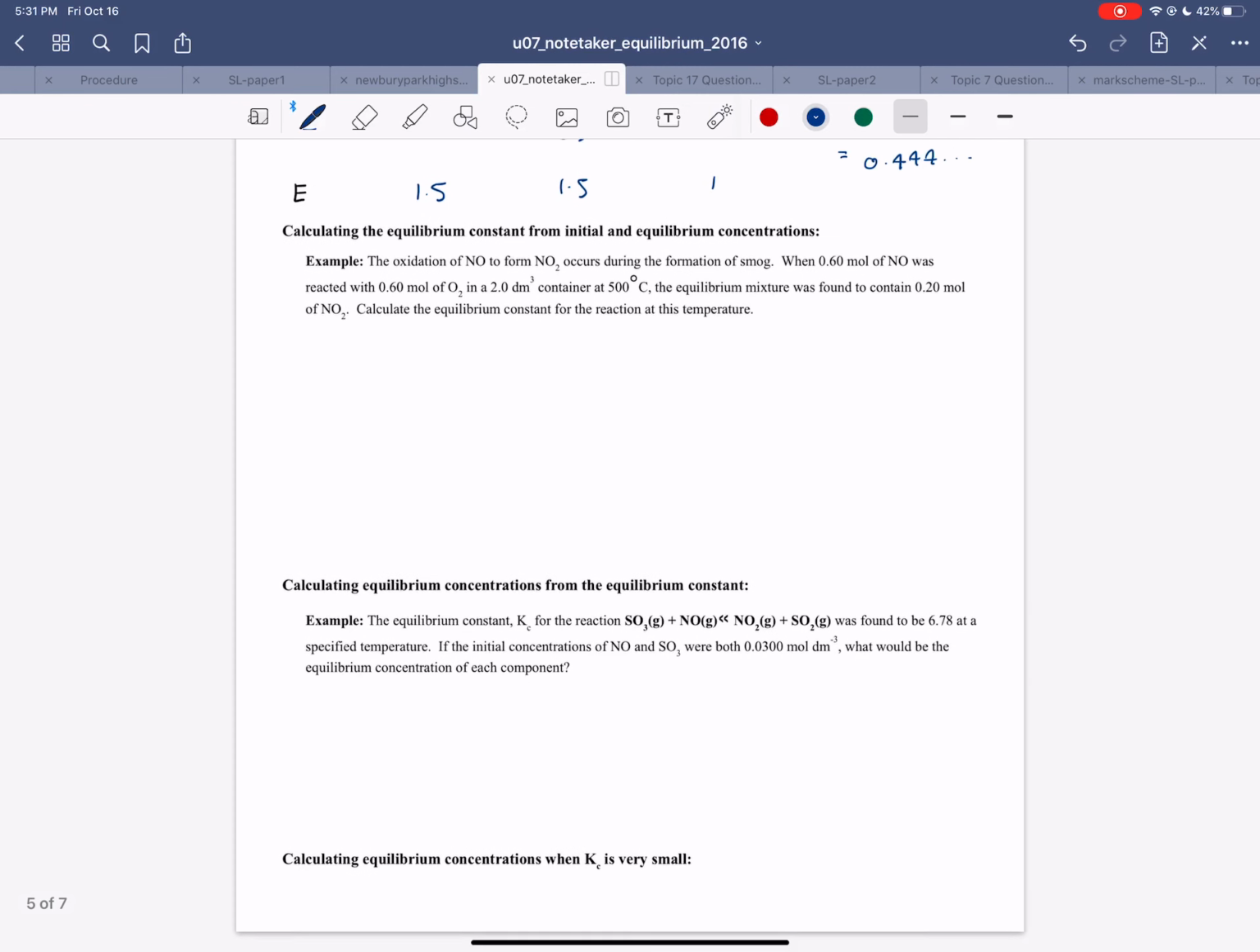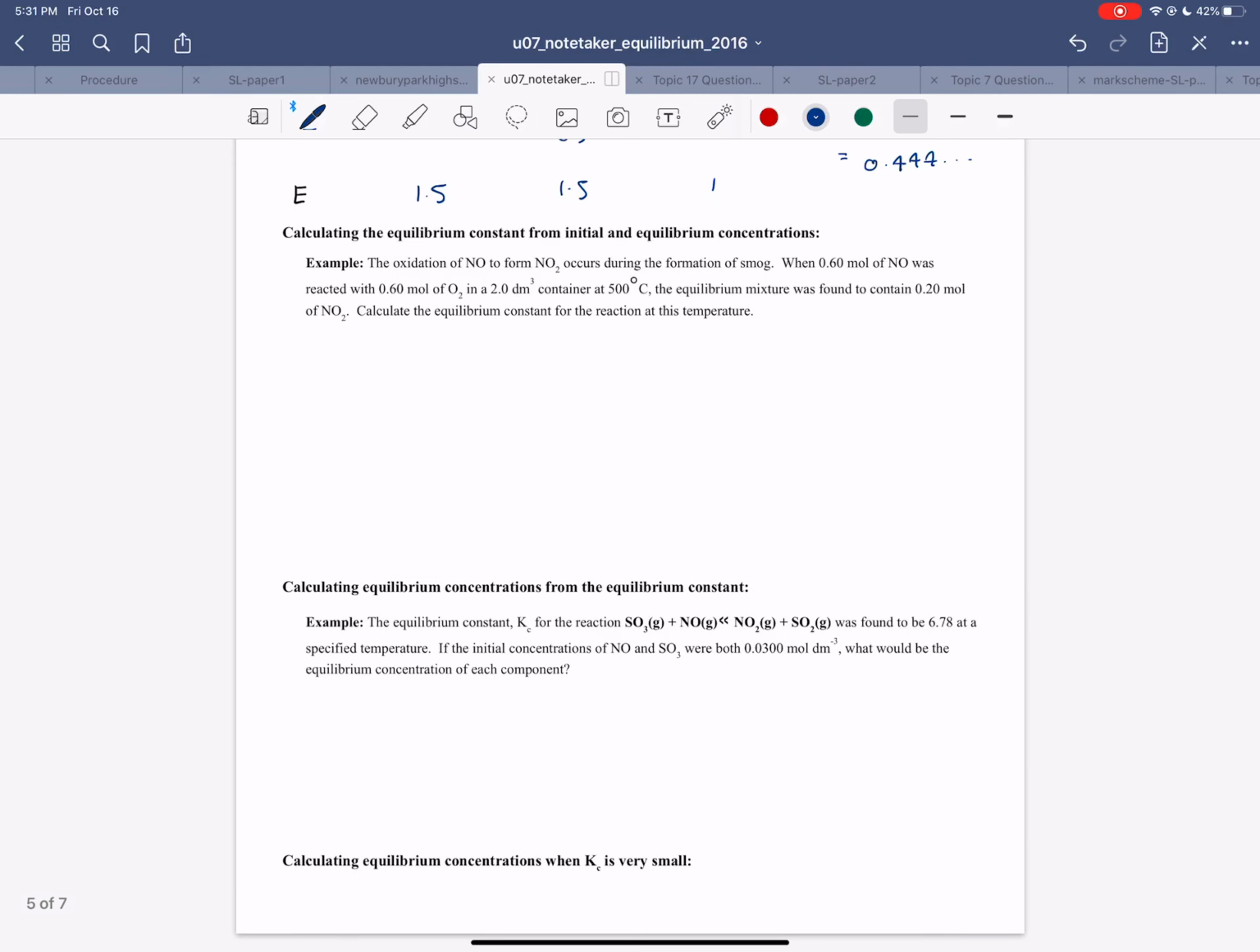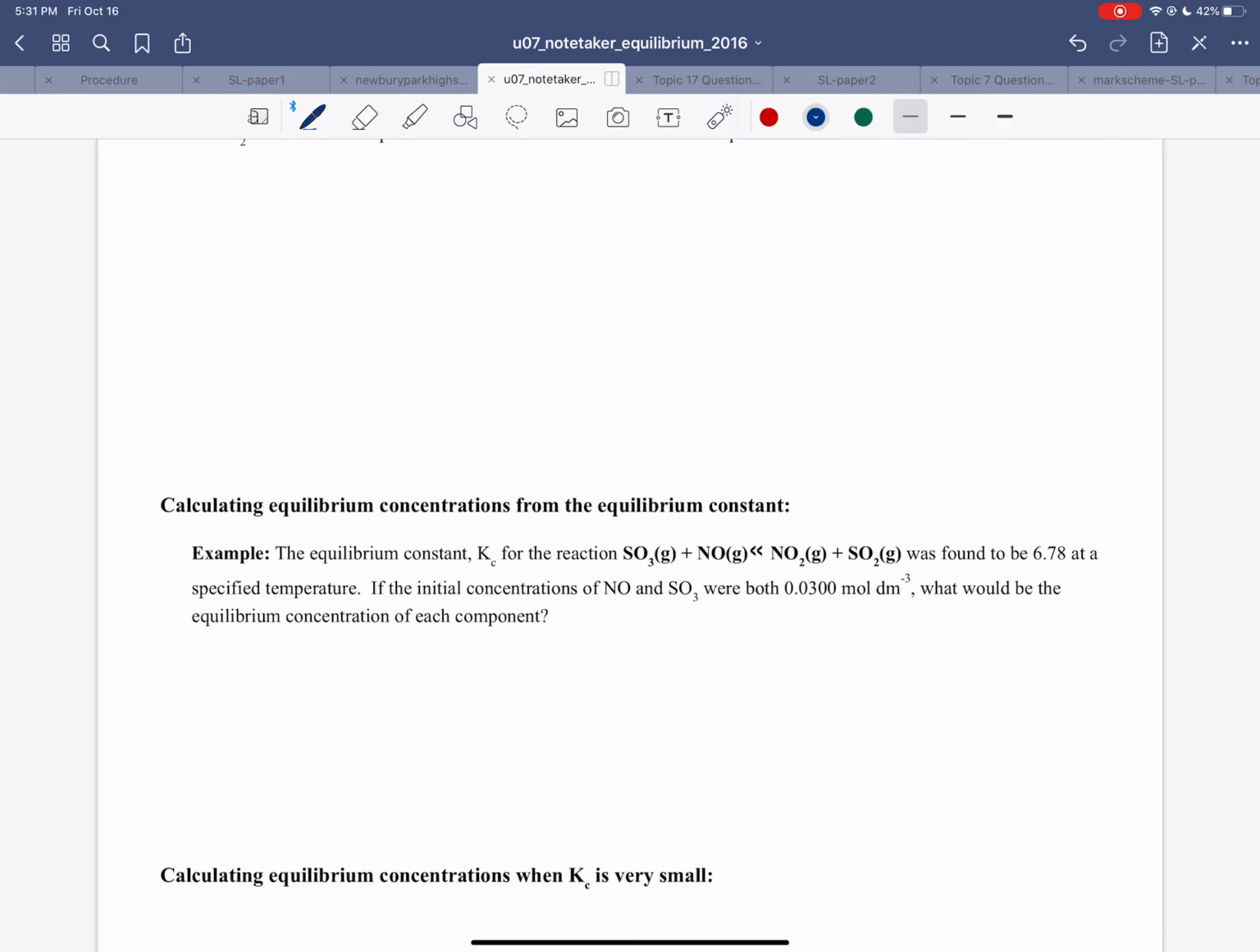This is not that hard. Was found to be 6.78 at a specific... Okay, this one's a bit more interesting. So it gives us the balanced equation. So right away, let's put down what we know.